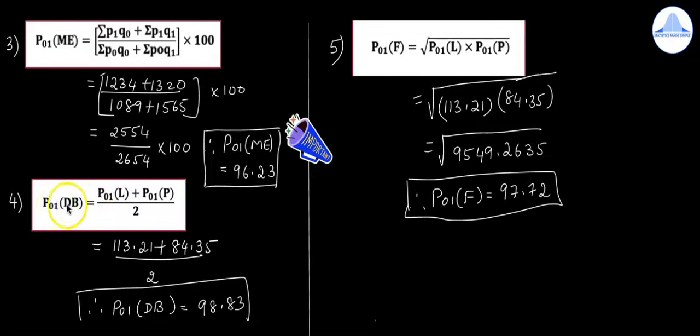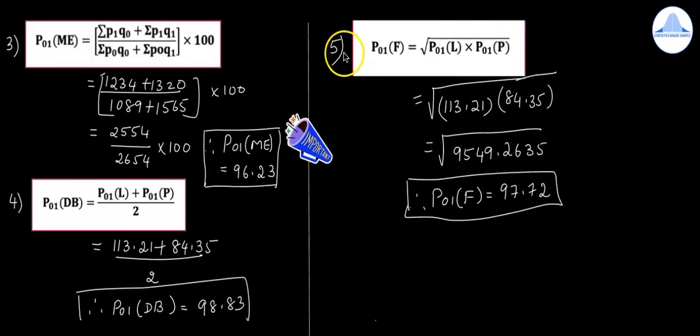Fourth one is Dorbish-Bowley index number. So P01 of DB is P01 of L plus P01 of P divided by 2. So Dorbish-Bowley index number is the arithmetic mean of Laspeyres and Paasche's price index number. So it is 113.21 plus 84.35 divided by 2. So P01 of DB is 98.83.